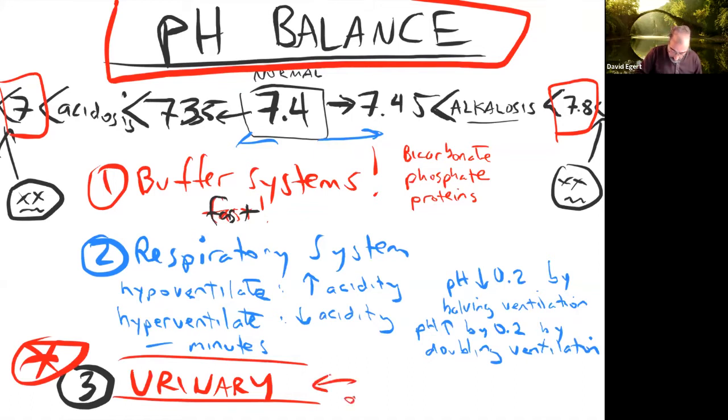Now, this is going to be over hours, so that's why you need these other systems to do short-term control of the pH balance. But over the big picture, the only way to permanently remove these metabolic acids from your body is the urinary system. Use your kidneys to secrete them into the tubule and ultimately pee them out down into the toilet or wherever they're going to go.